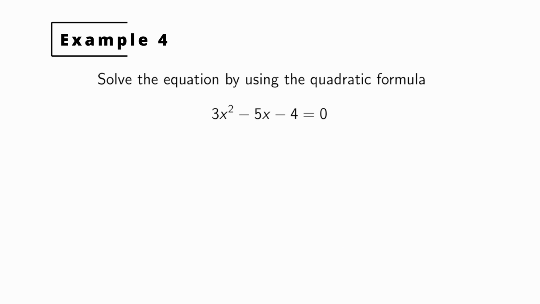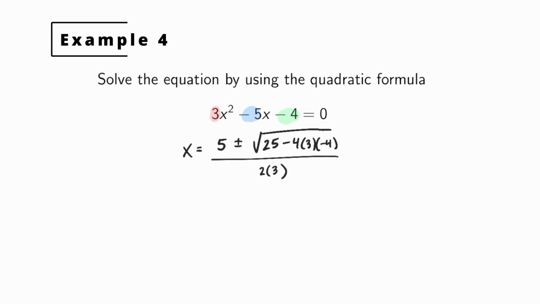Here's our final example. All of our terms are already on one side of the equation. We have a 0 on the other side. So we just have to identify our coefficients. So a is 3, b is negative 5, and c is negative 4. And now we apply the quadratic formula. So it's going to be x equals negative b, in this case that will be 5, plus or minus the square root of b squared, negative 5, quantity squared is 25, minus 4 times a is 3 times c is negative 4. And so we divide that by 2a, which is 2 times 3.